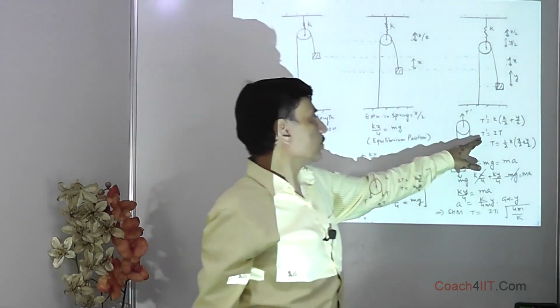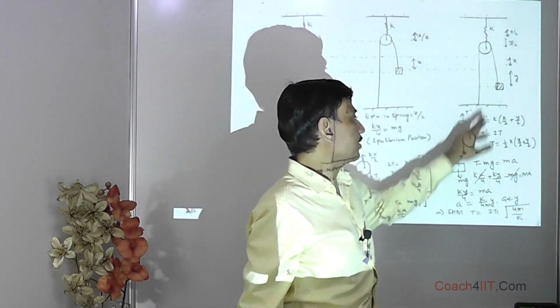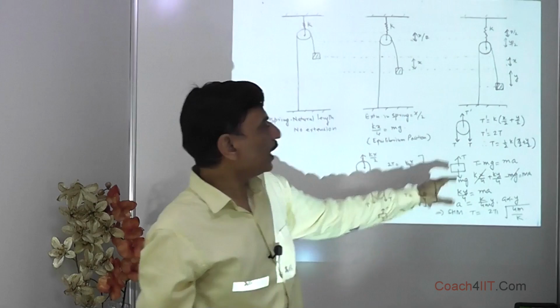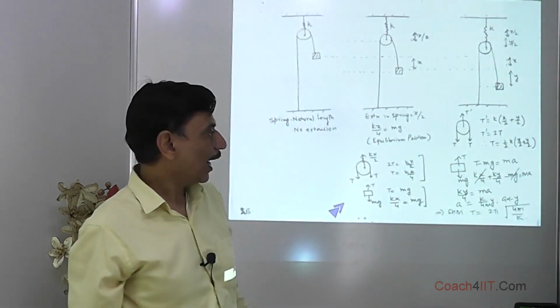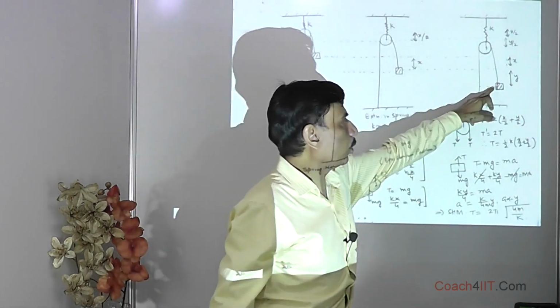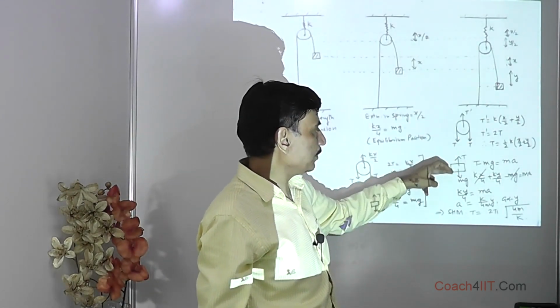So T dash is going to be, once again, if T is here, so T dash is equal to T. So T comes out to be 1 by 2, that is half of this going to be this much. And if we draw the force diagram of this block only, so T is upwards, mg is this way.